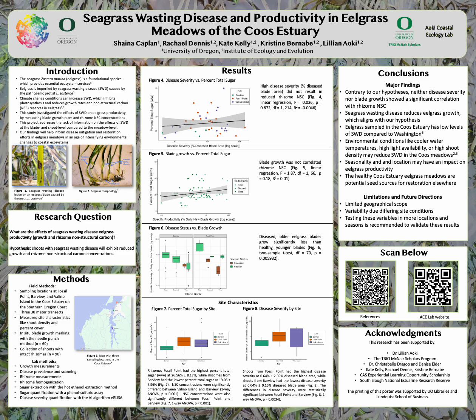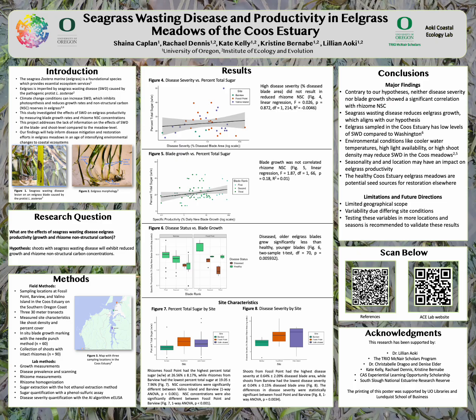So, for this study, we wanted to look at the relationship between seagrass wasting disease and eelgrass productivity, which we measured through blade growth and rhizome non-structural carbon concentrations. Based on previous research, we predicted that shoots with seagrass wasting disease would exhibit reduced growth and rhizome non-structural carbon concentrations. This study is important because there is a lack of research on the effects of seagrass wasting disease on the blade and shoot level. And it gives us important information about how the Coos Estuary eelgrass meadows compare to eelgrass meadows elsewhere.